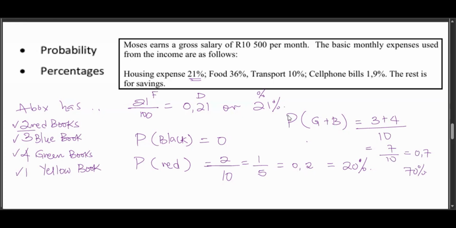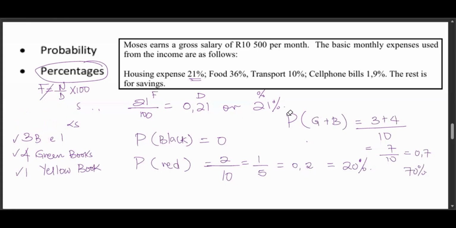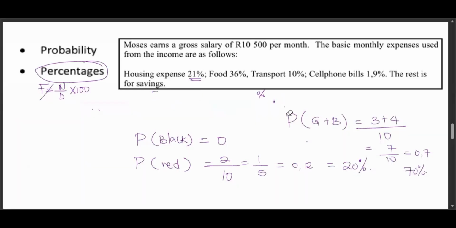Another thing, if you're to look at percentages, please always look at the fraction format, which is numerator over denominator times 100. The other thing that you have to remember about percentages: usually, you have to look for the numerator, then we divide by the denominator. Numerator over denominator.